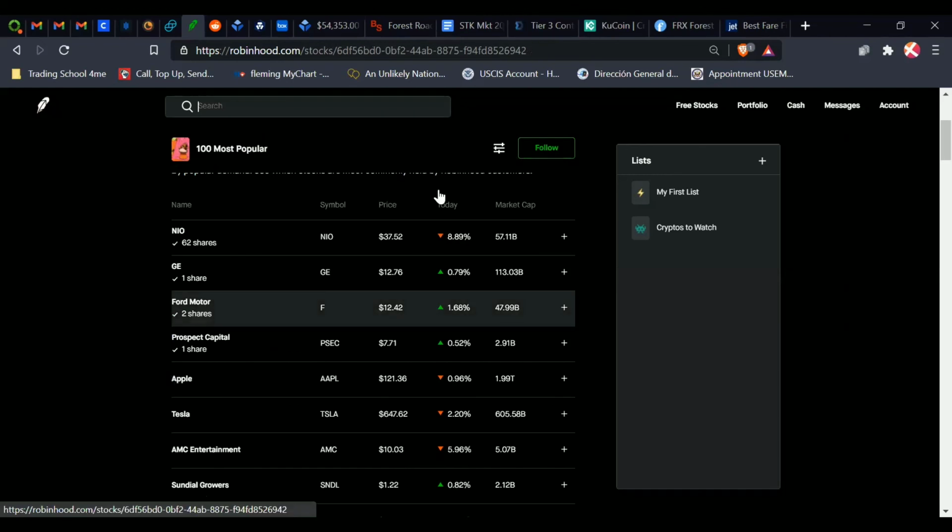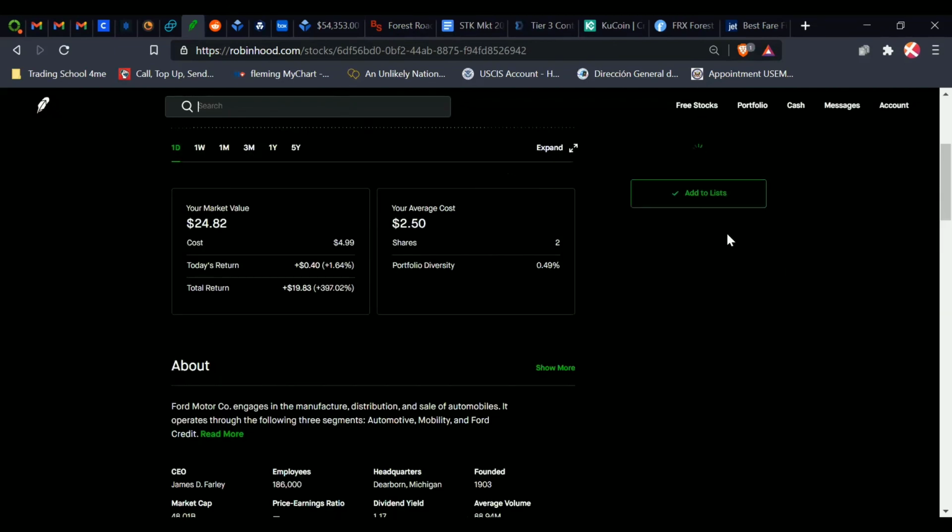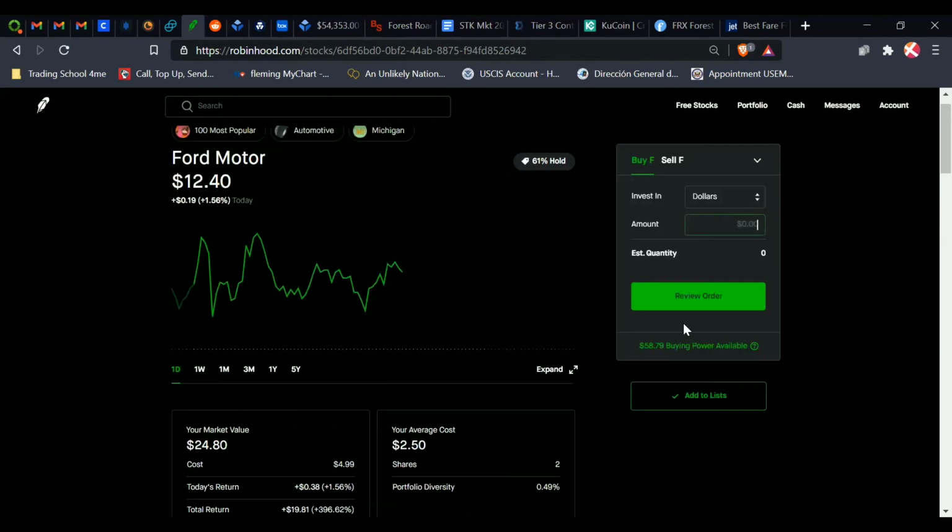Wait for it to open. If not, we'll just go back up here. Let's see. Okay, so if you want to buy, it should come up right here. So you just put $1 or 12.41 amount. So just one share, estimate quantity, buy. So review order, that dollar. See what else.